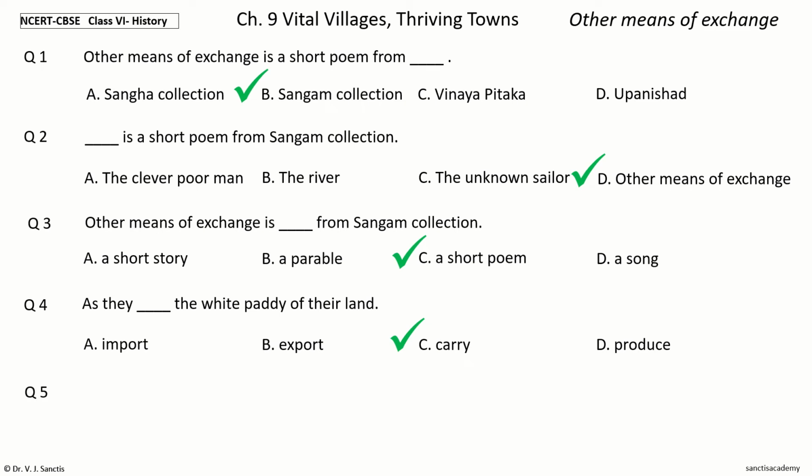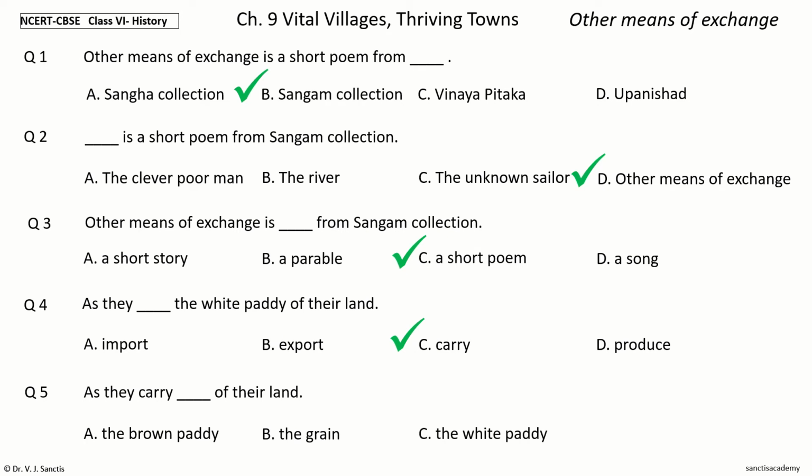Question 5. As they carry dash of their land. The options are the brown paddy, the grain, the white paddy, all of these. Your time to choose. And the answer is the white paddy. So, as they carry the white paddy of their land.